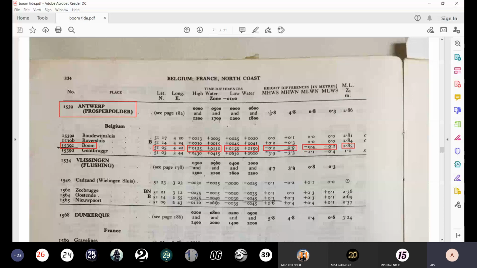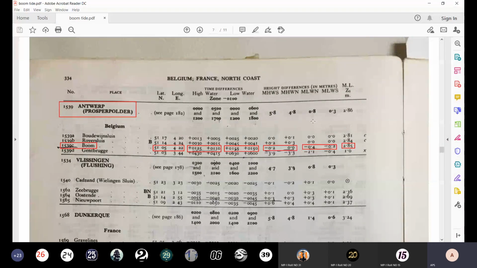So if the height is 5.8, the correction is minus 0.2 for high water. And for high water, if it is 4.8, the correction is 0.0. In between, interpolate, and beyond this, extrapolate. So remember, this is the only place where you are allowed to extrapolate. So any value of height of high water coming less than 4.8, extrapolate. More than 5.8, extrapolate. In between, interpolate.